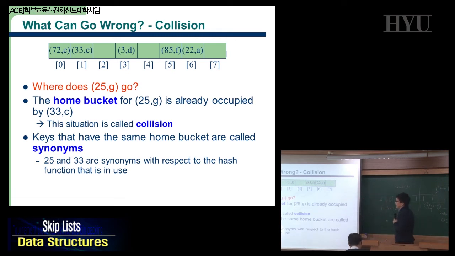The keys that have the same home bucket are called synonyms. I never call them synonyms, though. Collision is usually fine. 25 and 33 are synonyms with respect to the hash function in use.